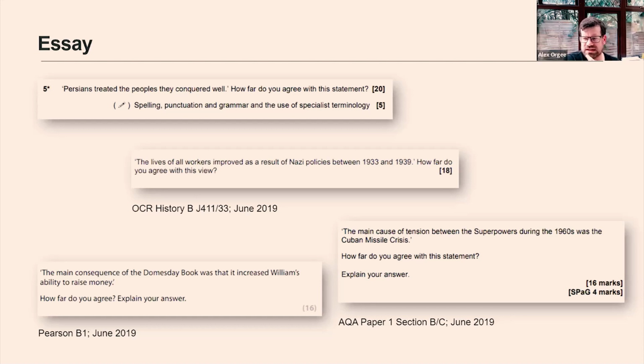The final question in assessing the depth or the period study is an essay question. Examples from other exam boards, as you can see here, show that there are 5 marks for spelling, punctuation and grammar. And this is the only place where it is explicitly assessed within the qualification, in both the period study and the longer period study, in paper 1 and paper 2.